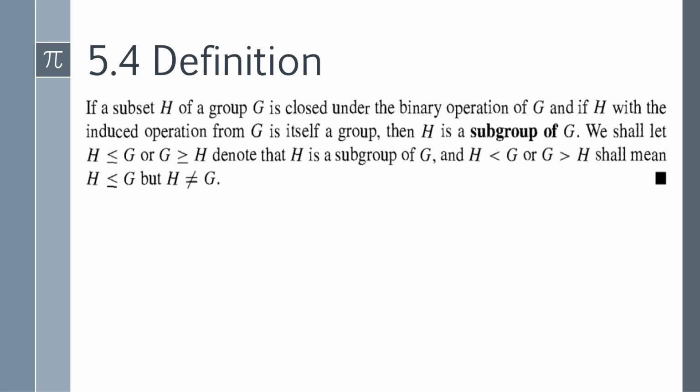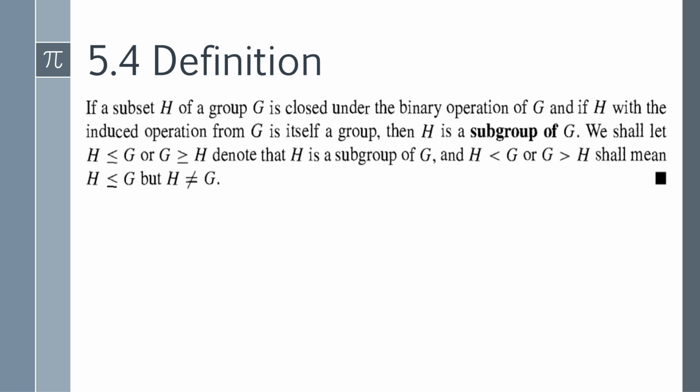In this lesson, we'll be talking about the definition and have some examples in verifying whether a certain subset or set is a subgroup or a group. As we refer to our reference, Definition 5.4 states that if a subset H of a group G is closed under the binary operation of G, and if H with the induced operation of G is itself a group, then H is a subgroup of G.